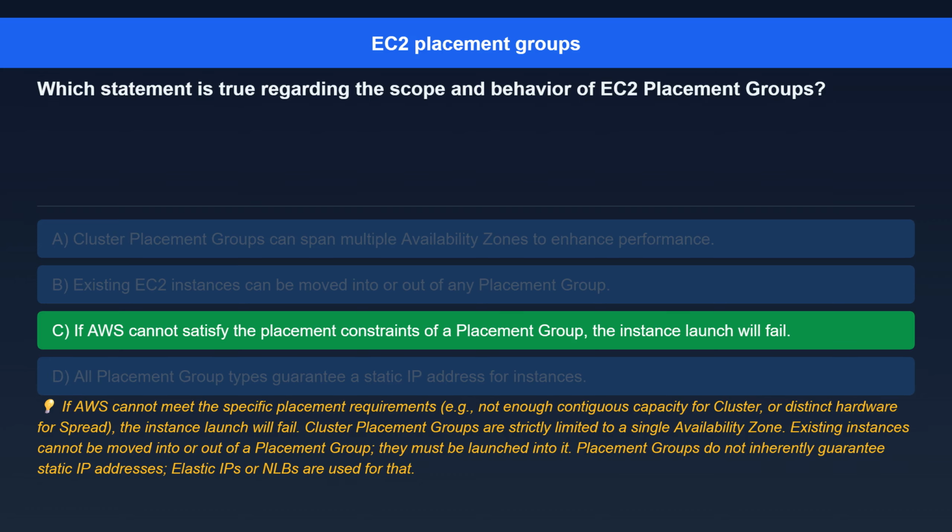The correct answer is, if AWS cannot satisfy the placement constraints of a placement group, the instance launch will fail. Here's the explanation. If AWS cannot meet the specific placement requirements, e.g., not enough contiguous capacity for cluster, or distinct hardware for spread, the instance launch will fail. Cluster placement groups are strictly limited to a single availability zone. Existing instances cannot be moved into or out of a placement group. They must be launched into it. Placement groups do not inherently guarantee static IP addresses. Elastic IPs or NLBs are used for that.